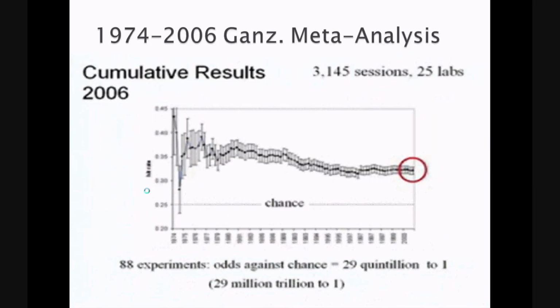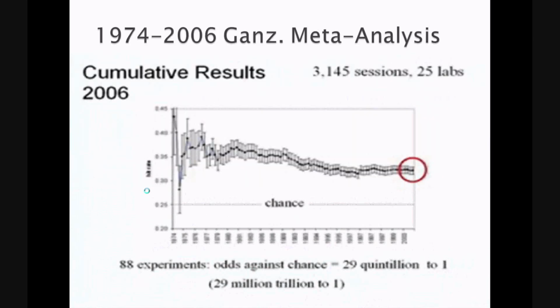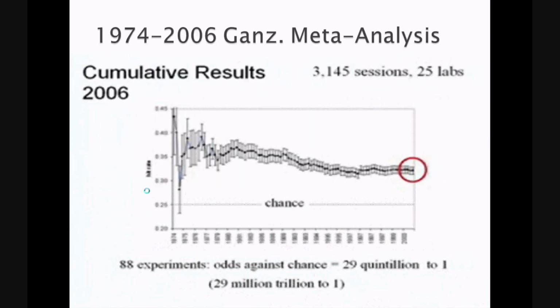Dean Radin actually published a 1974 through 2006 Ganzfeld meta-analysis in his book Entangled Minds. The meta-analysis contains a total of 88 Ganzfeld studies, with odds against chance of 29 quintillion to 1, which is 29 million trillion to 1. The studies in this meta-analysis include work from Charles Honorton all the way to Nancy Sondow and some other researchers.